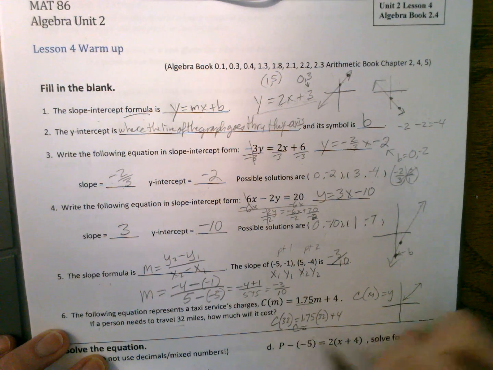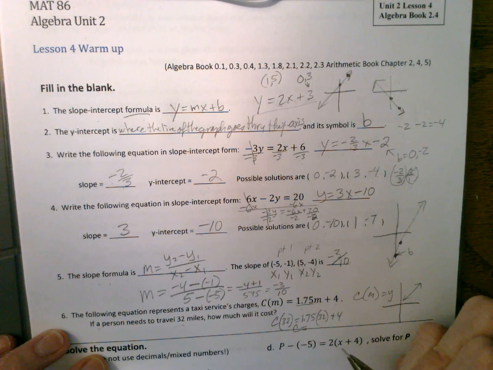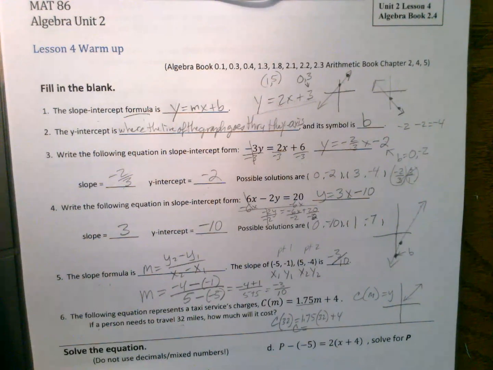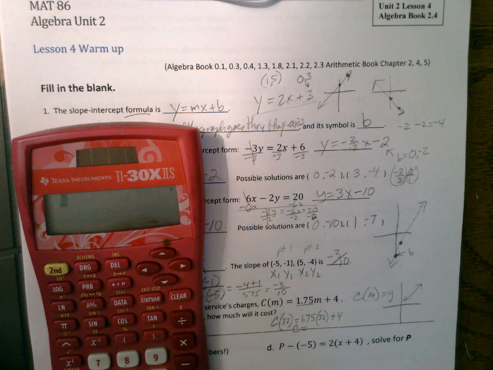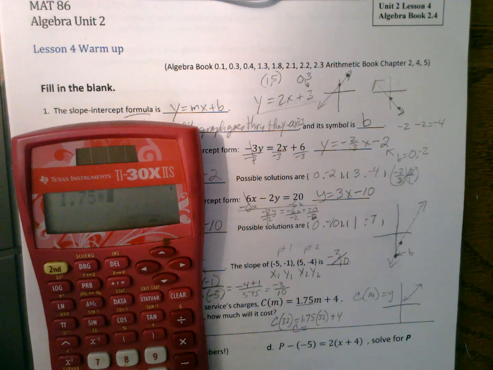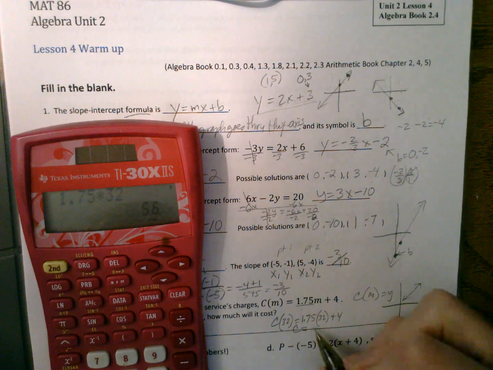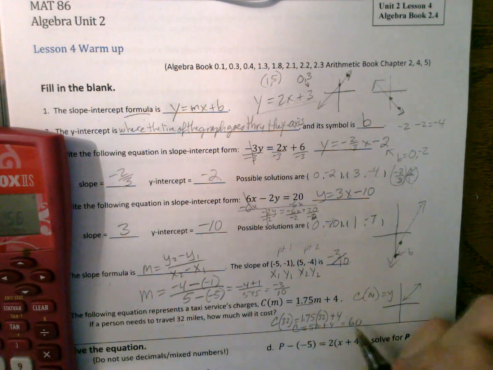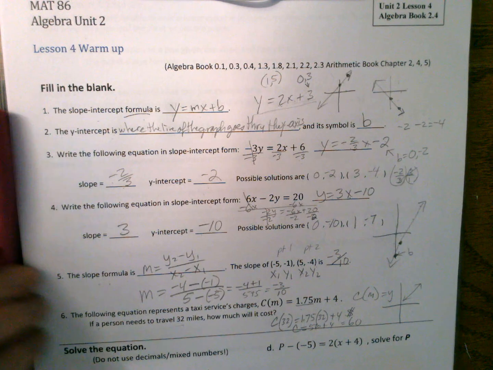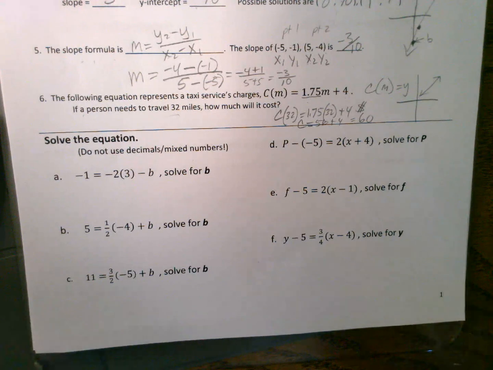So C is going to equal 1.75 times 32. Do I have that written down? I don't. Let me do that real quick. Sorry, where's my... There we go. Let's see, 1.75 times 32 is 56, plus 4 is 60. How much will it cost? $60.